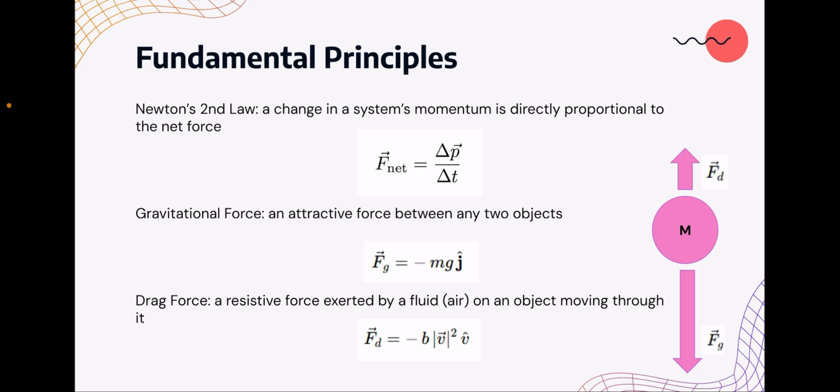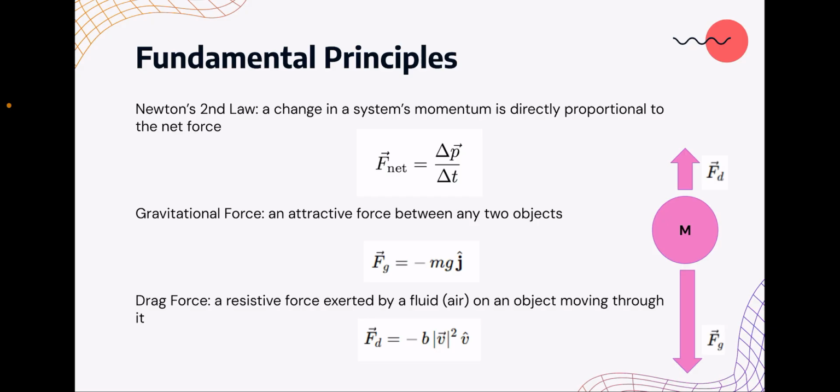This lab is based on three main physics ideas. First, Newton's second law, which says that the change in momentum is directly related to the net force acting on an object. Second, gravitational force, which pulls objects downward with a force equal to mass times gravity. In vector form, that's negative mg in the j-hat direction.